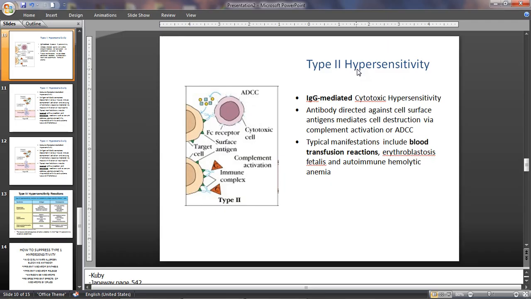So type 1 hypersensitivity is due to the production of immunoglobulin E. Type 2 hypersensitivity is mediated by IgG, and it is cytotoxic. Antibodies are directed against cell surface antigens. The typical manifestations include blood transfusion reactions, because if you remember, the antigens for the RBC or the blood grouping are sitting on the surface of the RBC.